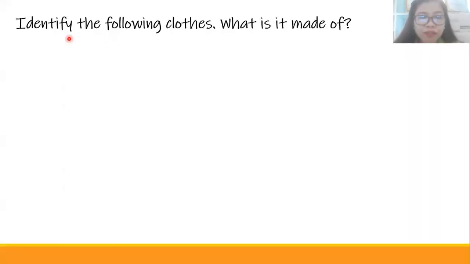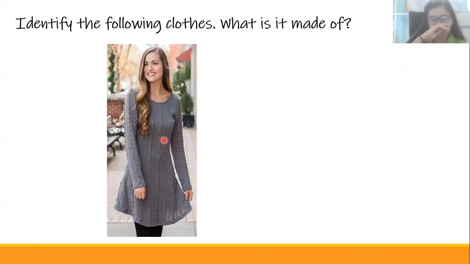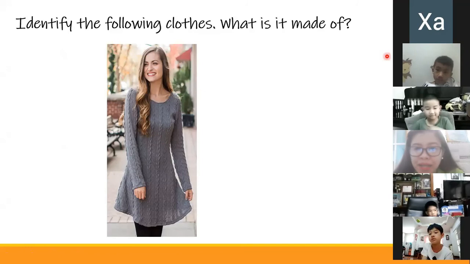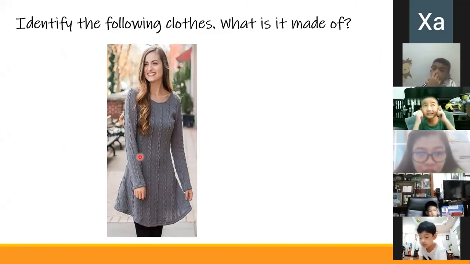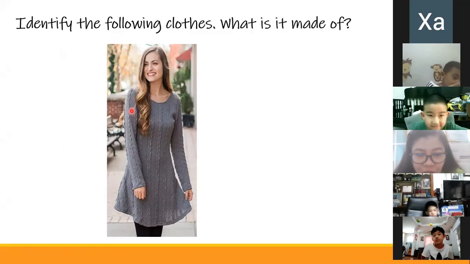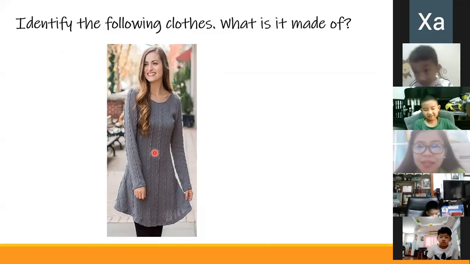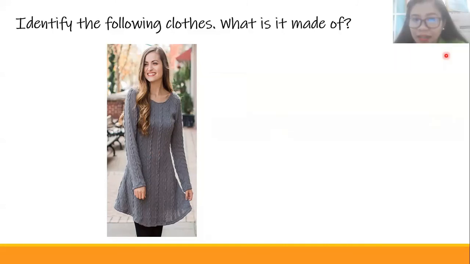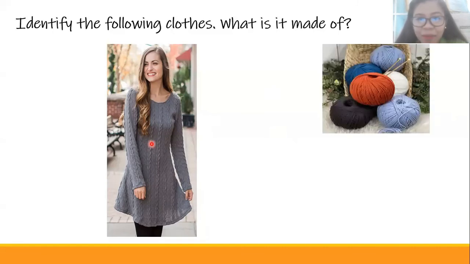Okay, so who can identify this one? What is this cloth made of? She is wearing a... what? Look at the dress, the gray one. Can you identify? Is it made of cotton, wool, or silk? Cotton. Actually, it is made of wool. Okay? How about this one?